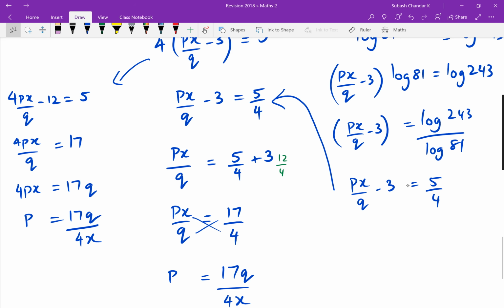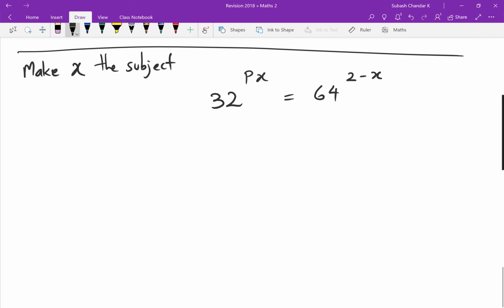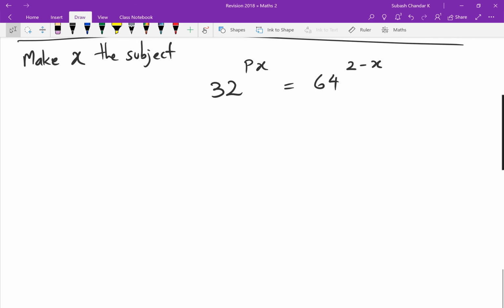Another parallel question like this? Are you happy with this? One more. Okay. All right, guys. Last question for the day today. Can you guys try this rearranging? Actually, no, I don't want you guys to make p the subject. I actually want you guys to make x the subject. Okay? You're making x the subject. Last question for the day.